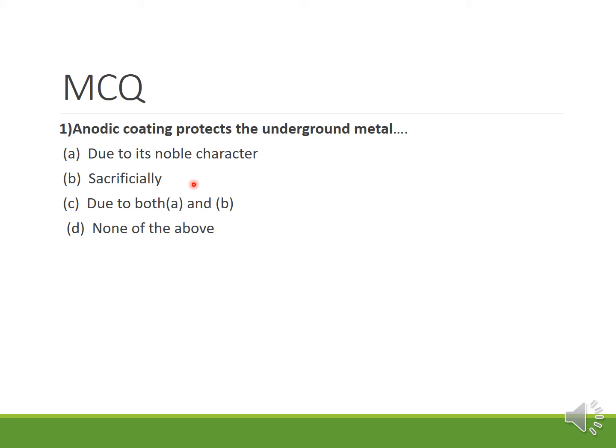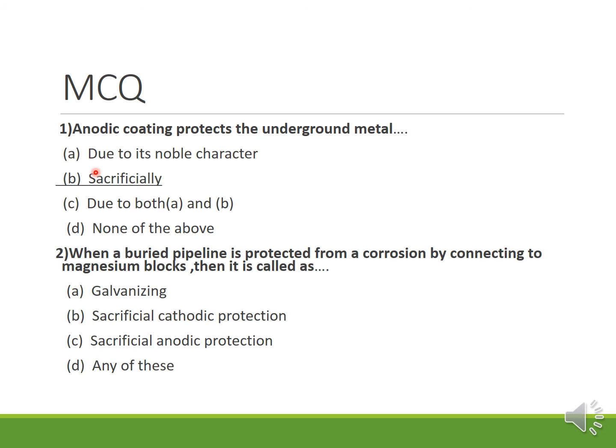MCQ based on this: Anodic coating protects the underground metal. How are they going to protect the metal? Because they are sacrificing. The anodic coating itself undergoes corrosion, sacrificing itself, and protection takes place. When a buried pipeline is protected from corrosion by connecting it to magnesium blocks, it is called sacrificial cathodic protection. We learned only cathodic protection, so sacrificial cathodic protection.